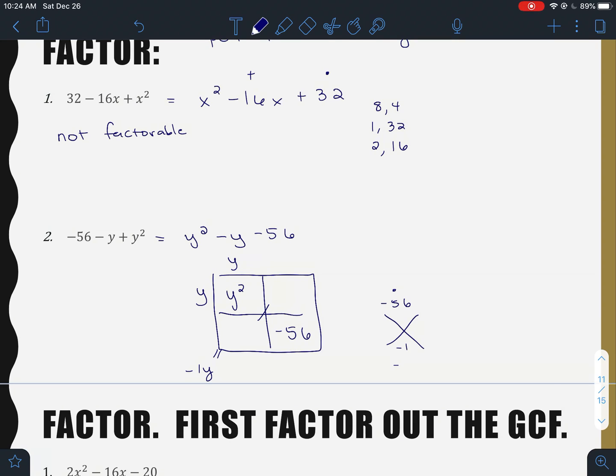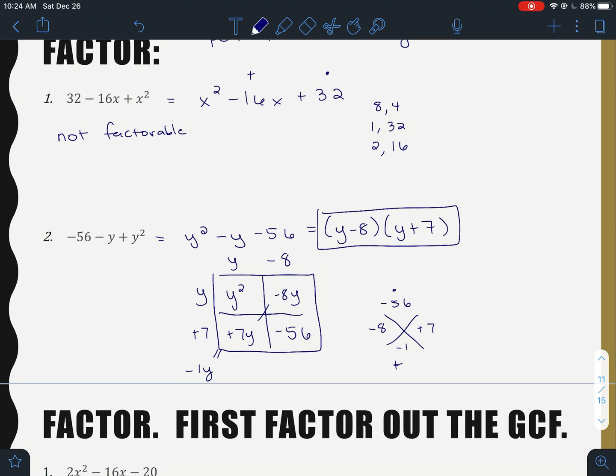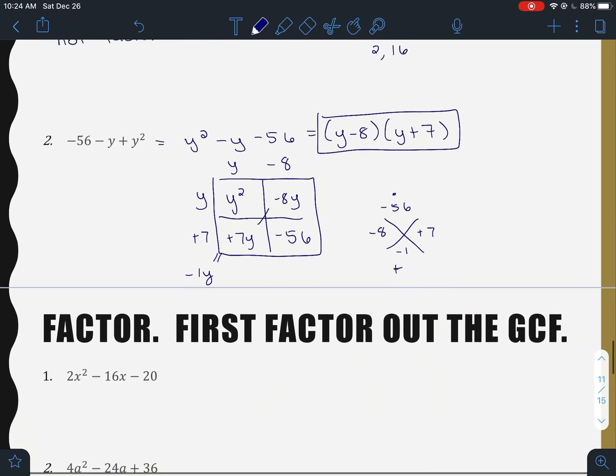So what multiplies to negative 56 and adds to negative 1? Well, that would be negative 8 and positive 7. So negative 8 and positive 7, we would get positive 7y and negative 8y, and that would work. So this is going to be y minus 8 and y plus 7.